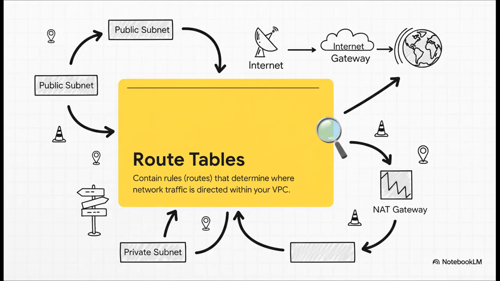Think of route tables as the GPS, or the traffic cop, for our VPC. Every subnet gets its own route table, which is basically just a set of rules. So for our public subnet, the rule is simple. Hey, if you see traffic that's trying to get to the internet, send it to the Internet Gateway. And for our private subnet, the rule is if you see traffic for the internet, send it over to the NAT Gateway. It's all about making sure traffic flows exactly where we want it to.